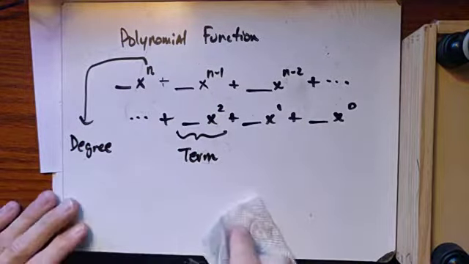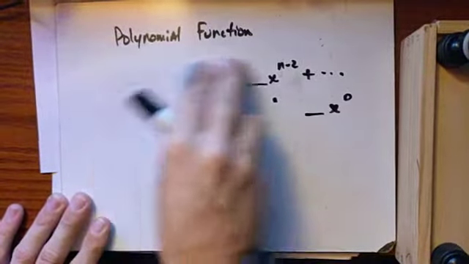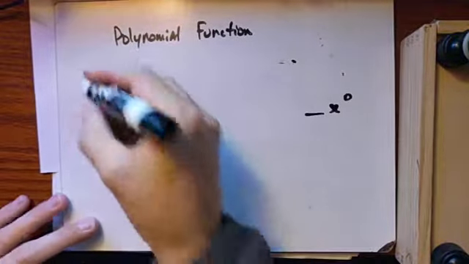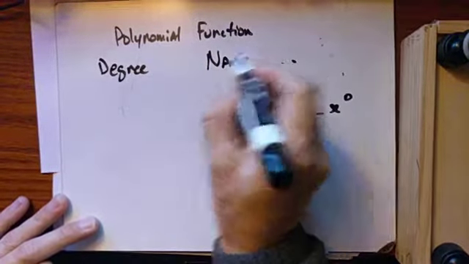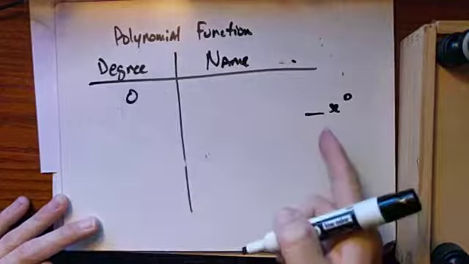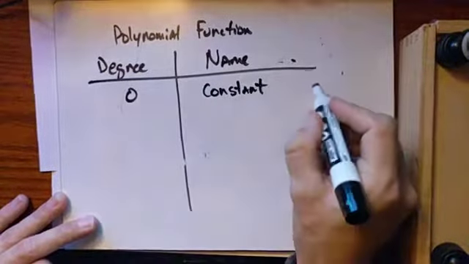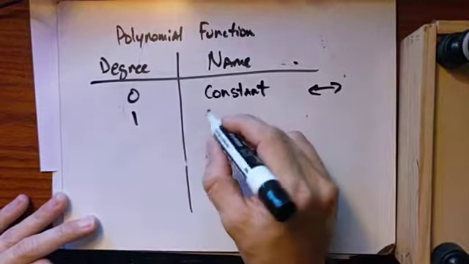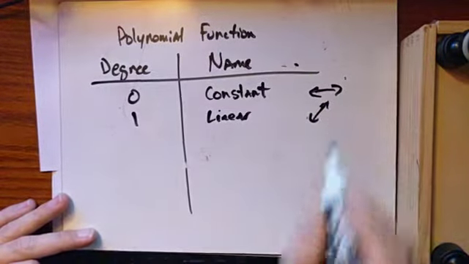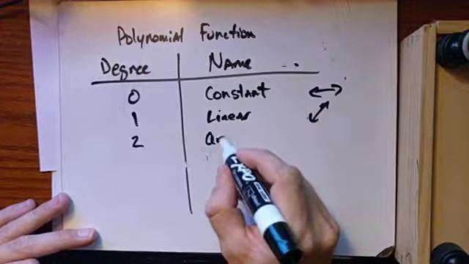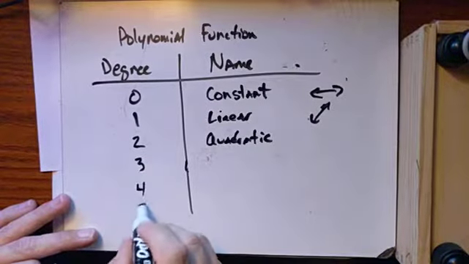All right, so what happens if we just have one term? Okay, that's degree 0, and then we'll put a name for this. If you had degree 0, this is called a constant function, and that is just a horizontal line. Degree 1 is called linear, and that's the y equals mx plus b that you remember from your previous math. Degree 2 we just talked about is quadratic, and this can go on and on forever. 3, 4, 5, and so on.